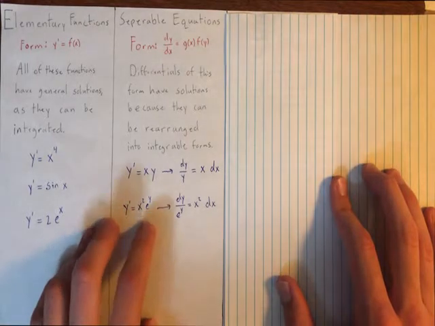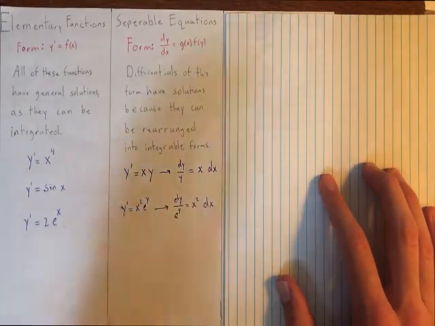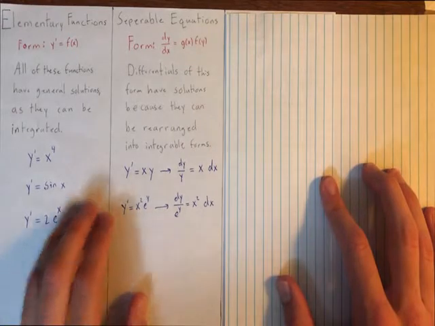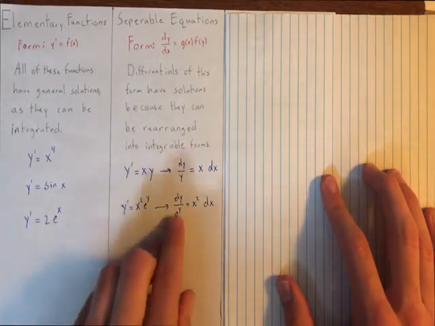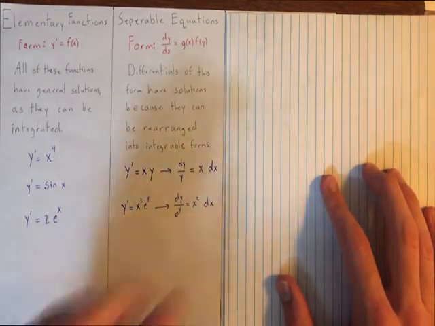Similar idea here, we divide by e to the y, and multiply by dx to isolate the y's and isolate the x's on either side.